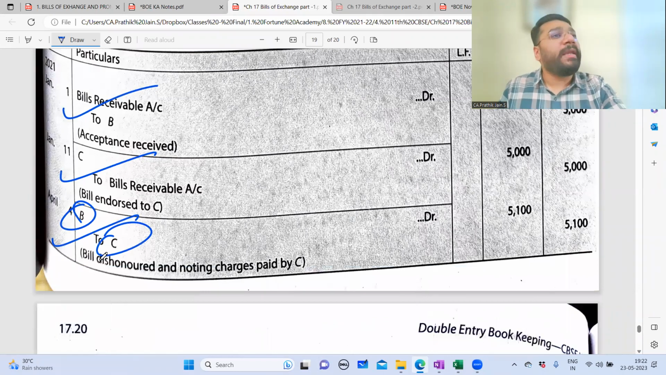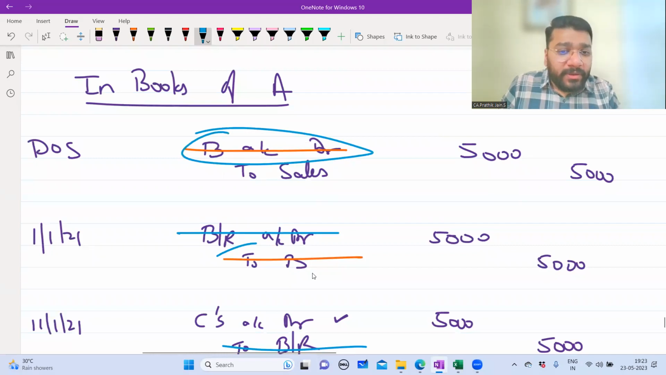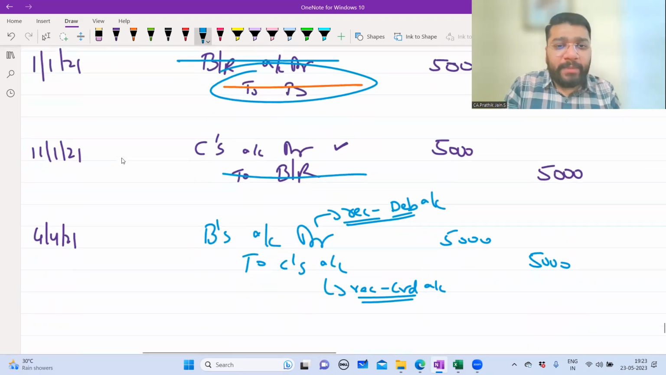So we recorded 4 entries, they recorded 3 entries. In exam, what will you do? You will record only 3 entries. Date of sale, why did I record? To make you understand the cancellation of B's account. That's why I am always doing the first entry. Otherwise not required. Online people, do you have any problem here?